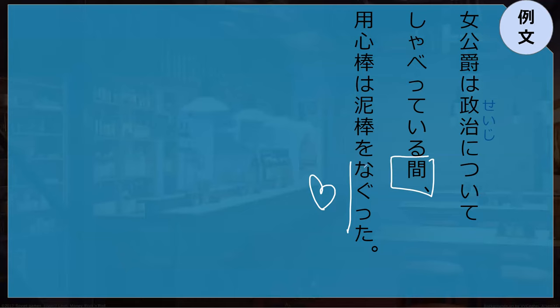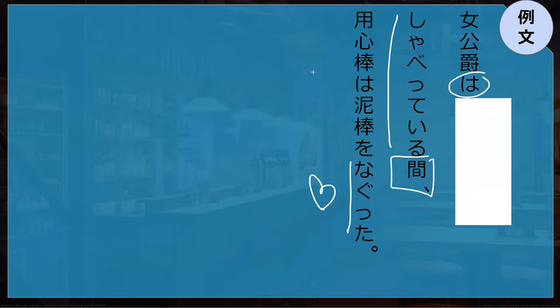It's concerning the politics of the Duchess. Where'd you get "why" from? Okay, so it's not the... We have the particle wa here and the verb shabetteiru, shabeteru aida. Shabeteru is to converse. So, what do you think they're talking about?